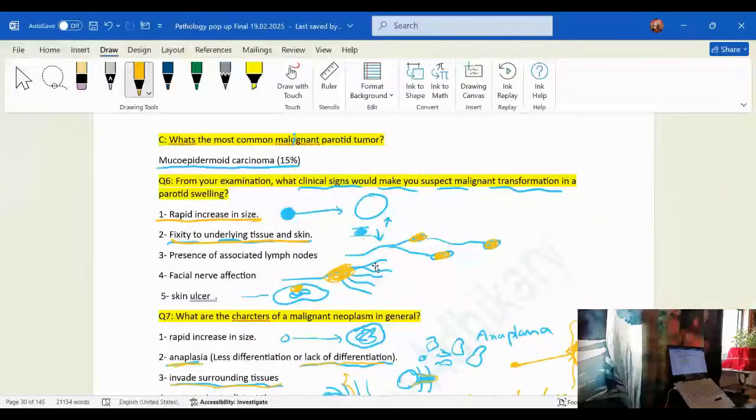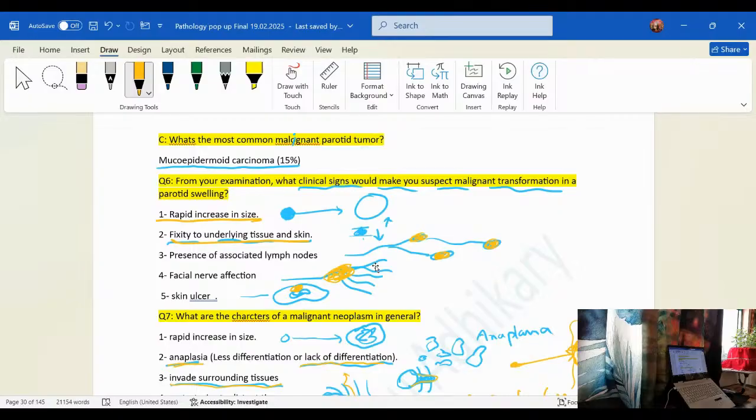From your examination, what clinical signs would make you suspect malignant transformation in a parotid swelling? Rapid increase in size, fixation to the underlying structure and overlying skin, presence of associated lymph nodes, facial nerve involvement, and skin ulcer.